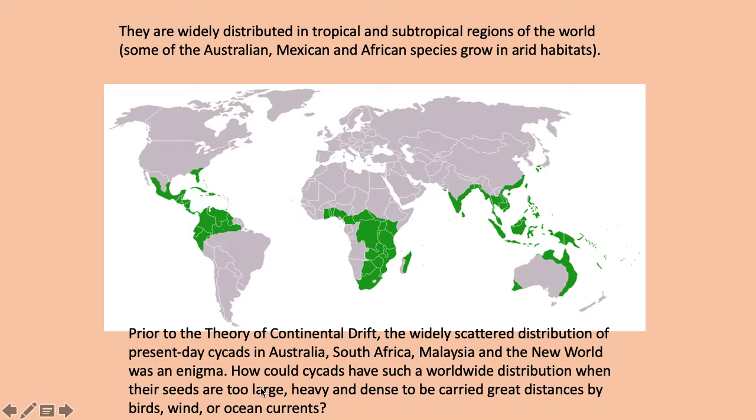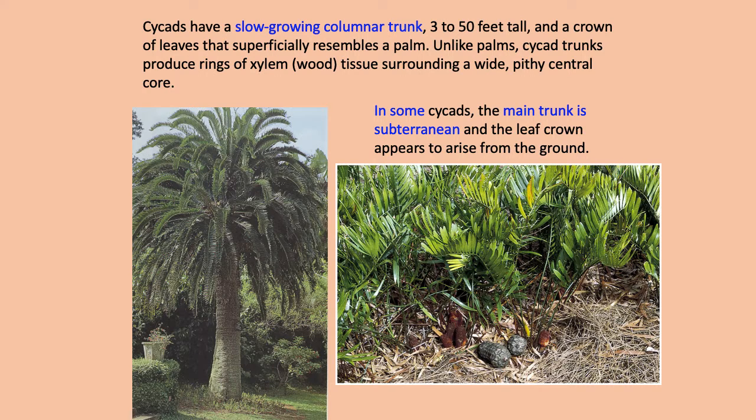One question I'd like to pose, and you don't need to respond: we had Earth as Pangea, and then it broke up into continents, and you can see that it's pretty widely scattered. How could cycads have such a worldwide distribution if their seeds are way too large? They're heavy, they're dense, they don't really float. Birds aren't going to carry them. They're not going to fly through the air. So animals eat them and then maybe. Yeah, that's one way. I'm just curious.